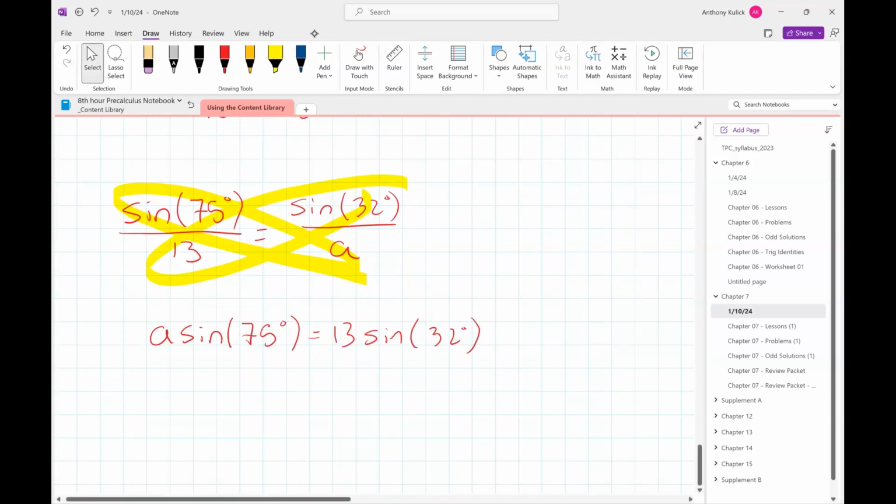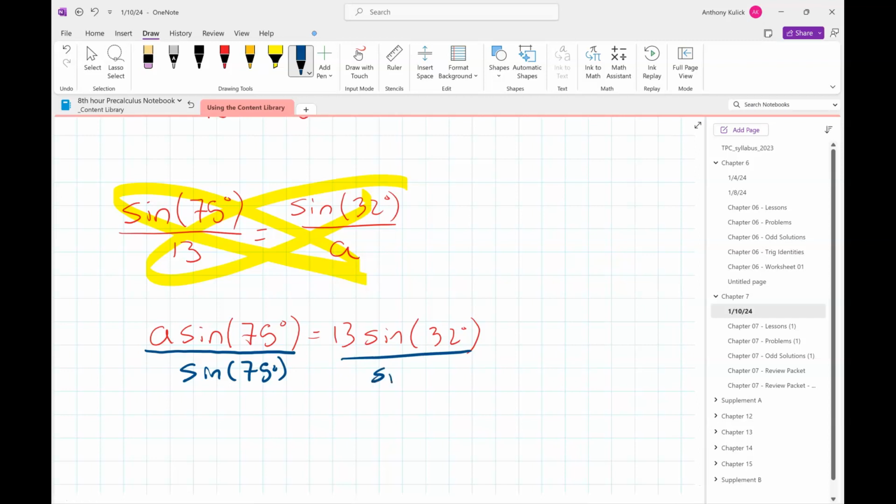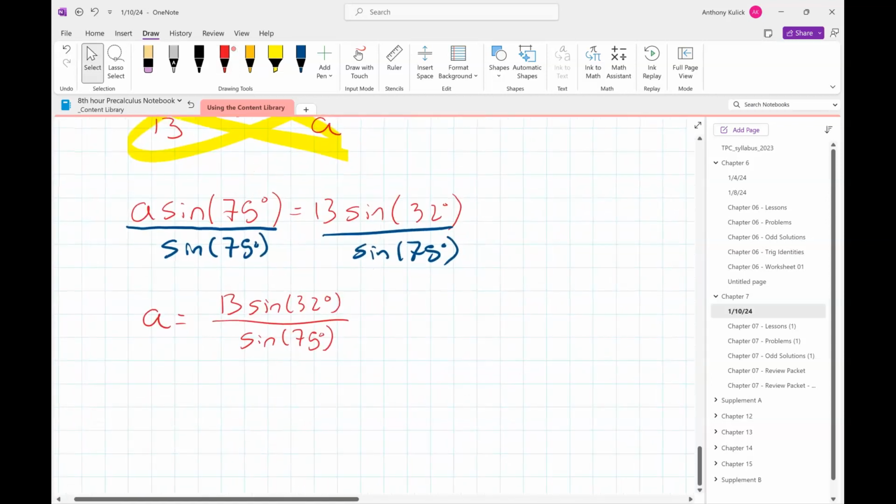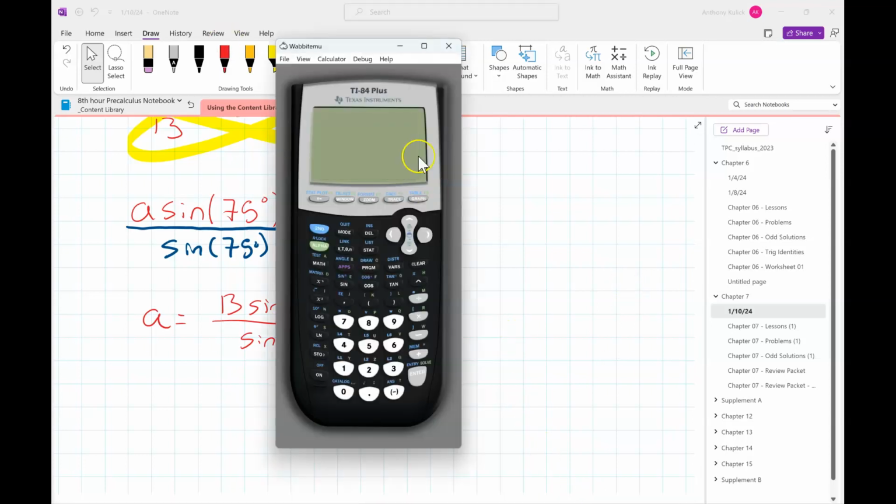To get the A by itself, we'll divide both sides by sine 75. And we're left then with A equals 13 sine 32 over sine 75. At this point, it's now calculator time. So we'll take out our calculator.